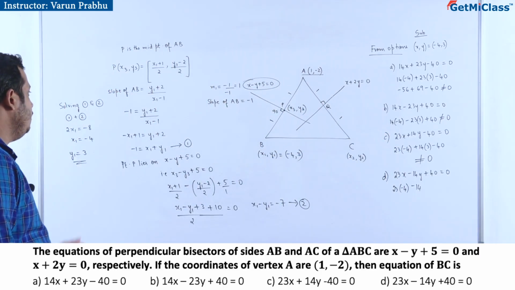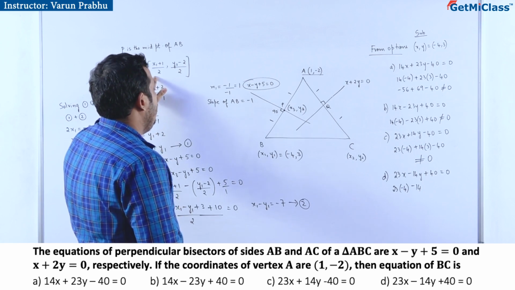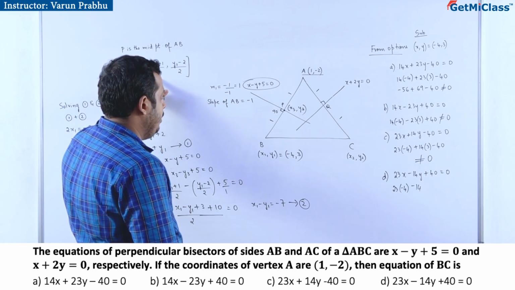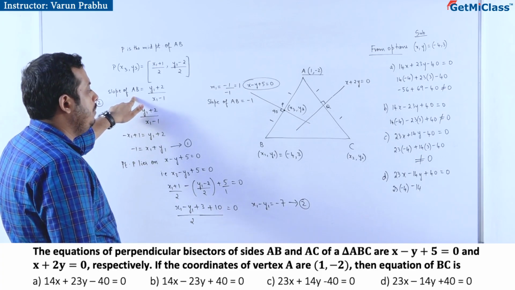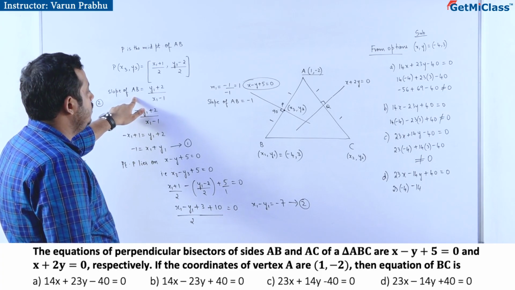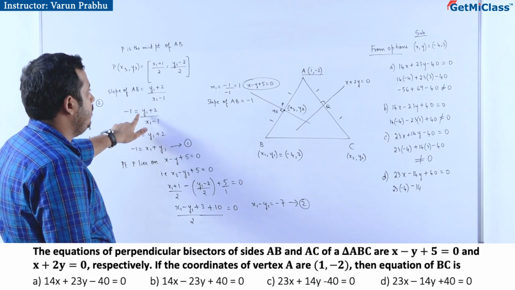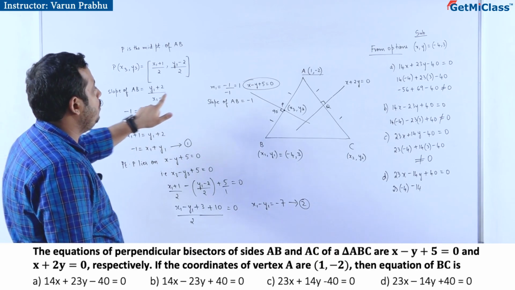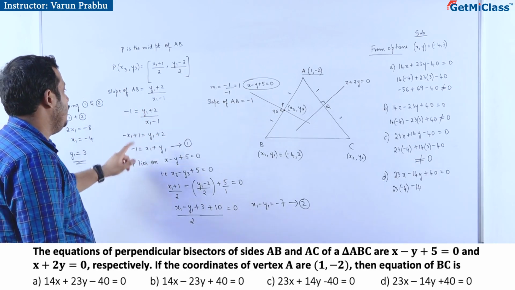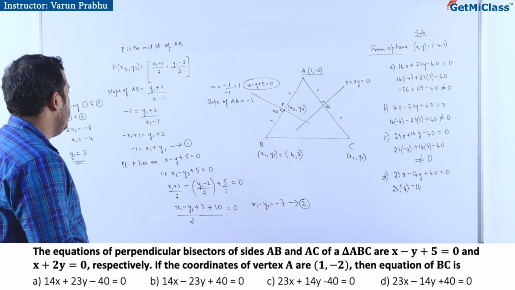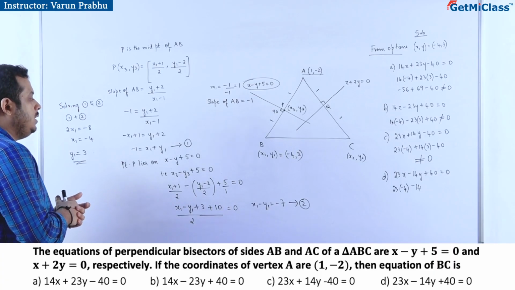Now in this case, ((x1 + 1)/2, (y1 - 2)/2) will be the midpoint, which is nothing but (x3, y3). Slope of AB will be (y1 + 2)/(x1 - 1). What is the slope of this particular line? That is nothing but 1, so the slope of AB will be -1. So -(x1 + 1) = y1 + 2, so x1 + y1 = -1.